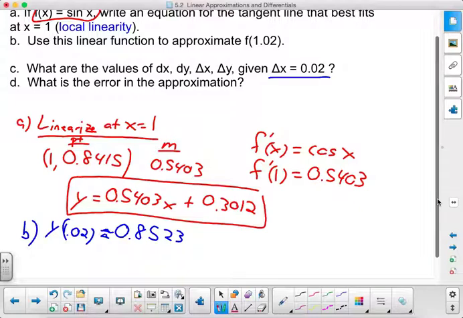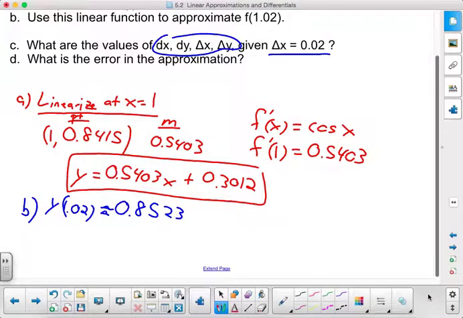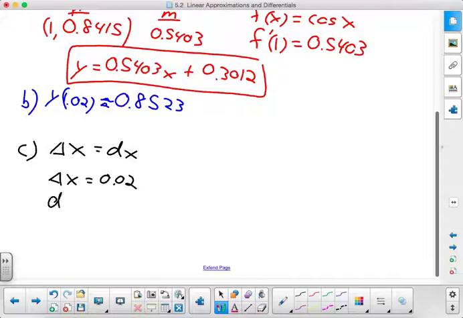Now here's the fun part. If this is fun, then by all means. How in tarnation do I find all of these guys? Well, dx and delta x are the same thing. Do the easy ones. I need more room here. Can I see all these things at the same time? I wish I could. So Amanda said delta x is the same as dx. What's the change between 1 and 1.02? So both of these are going to be the same. So delta x is dx. You okay with that?